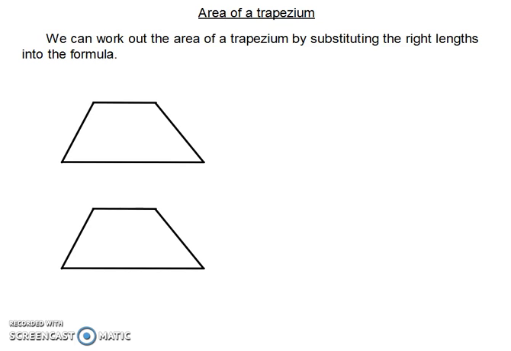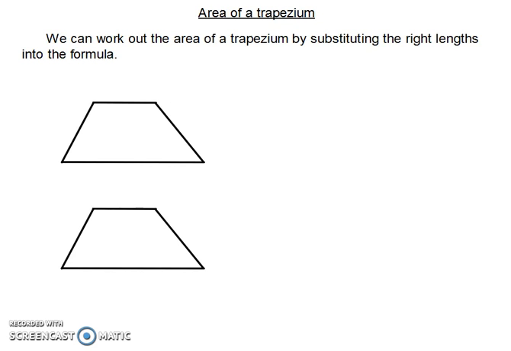We can work out the area of a trapezium by substituting the right lengths into the formula. Now, this is a pretty complicated formula, so I'm going to ease you into it nicely. If we have a trapezium, we know that two of the sides are parallel, and they're different lengths. Well, they can be different lengths connected by diagonal lines. It's important that you can recognise trapeziums because they do come in a variety of different forms.